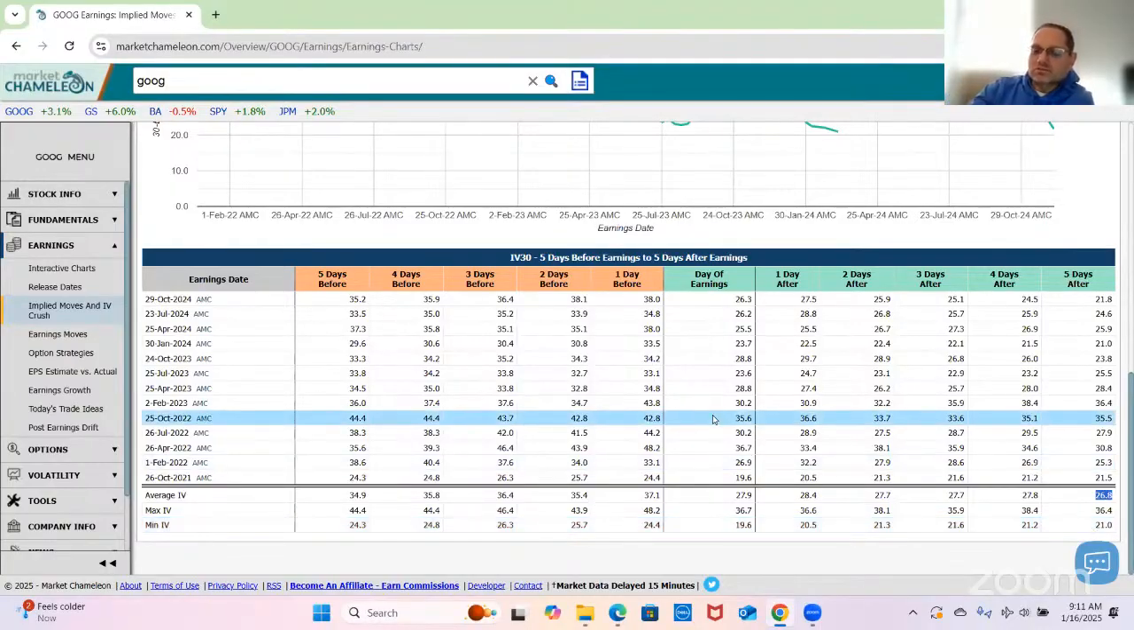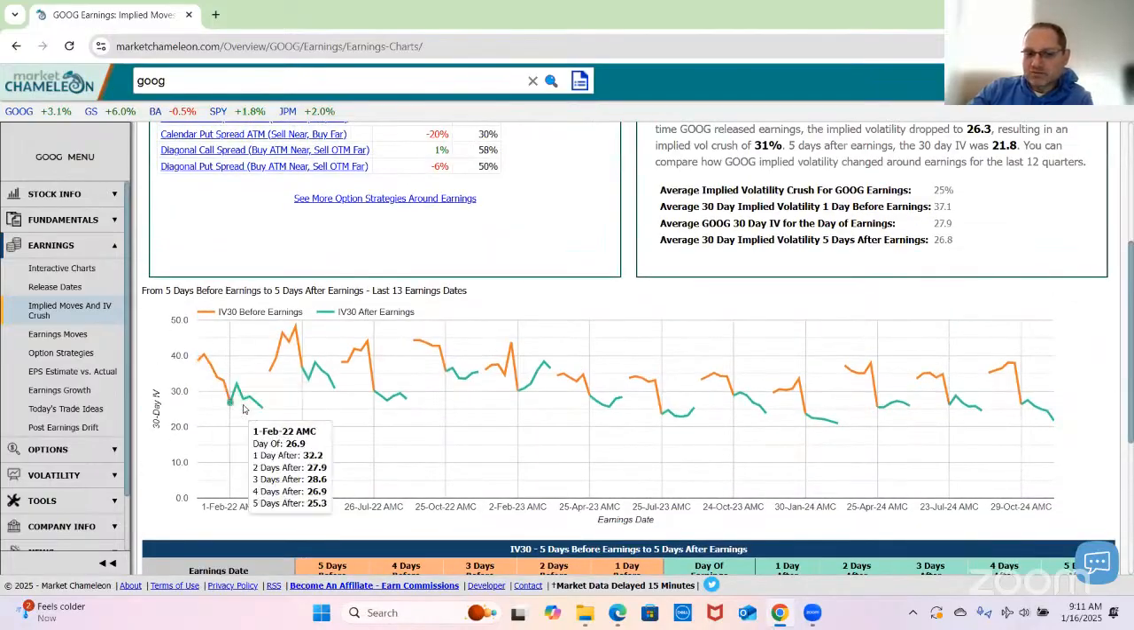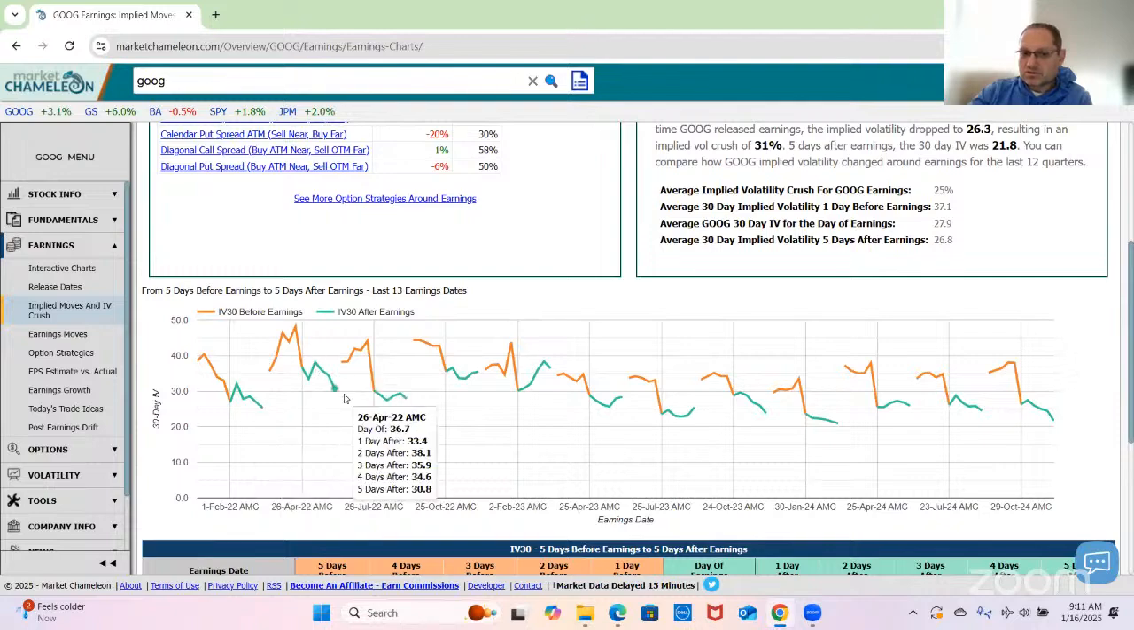Another thing we have here is the graph. So here, this is the graph of the implied volatilities by observation. You can see here, these are all the different observations. And the orange line is the implied volatility before earnings, and then the green line is after, so the 5 days after. This allows you to look at it graphically, a 5-day graph, over time.